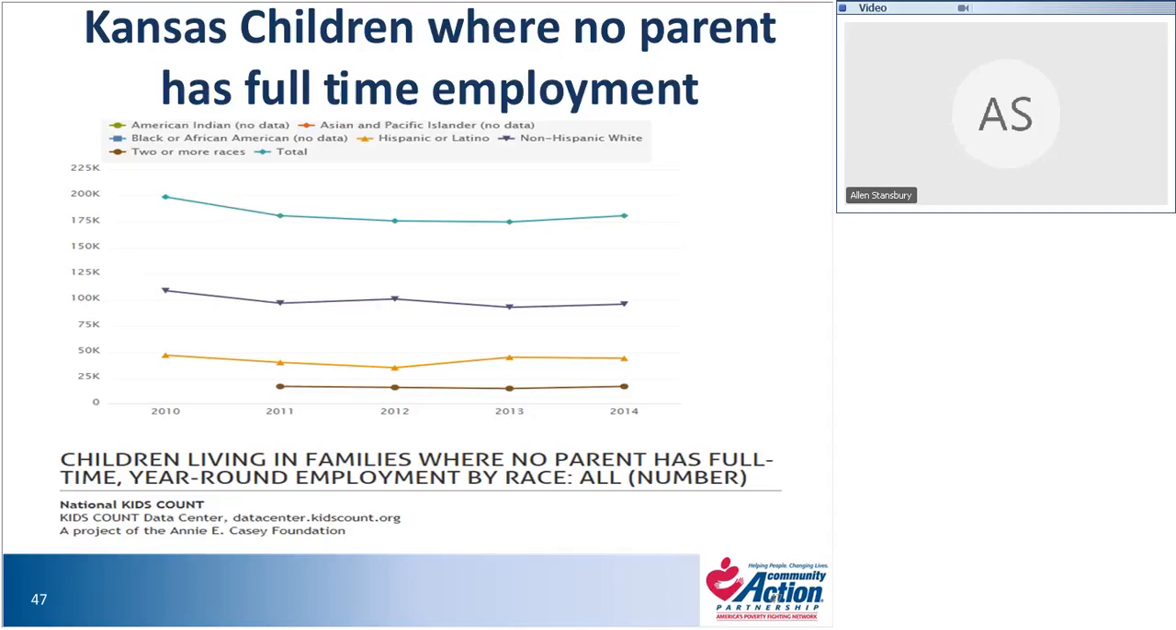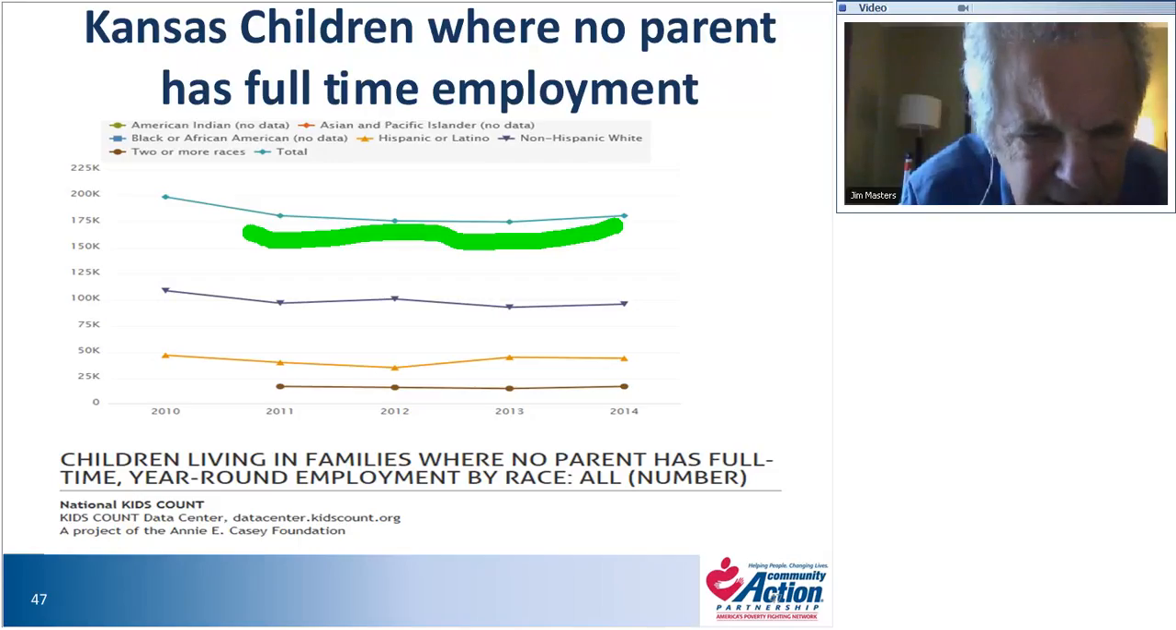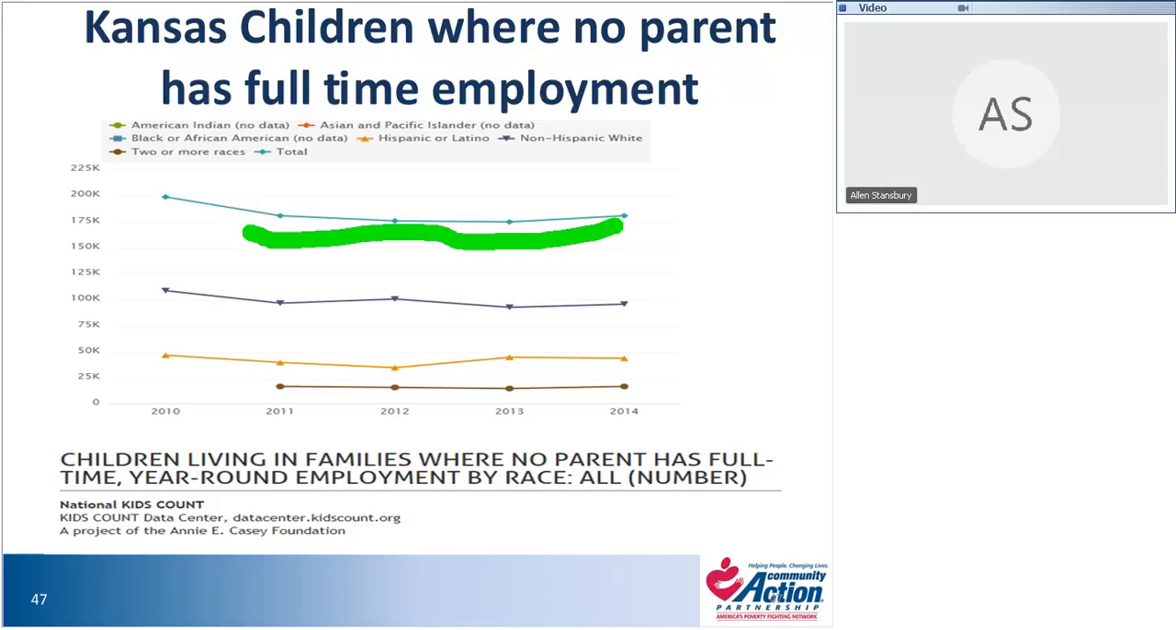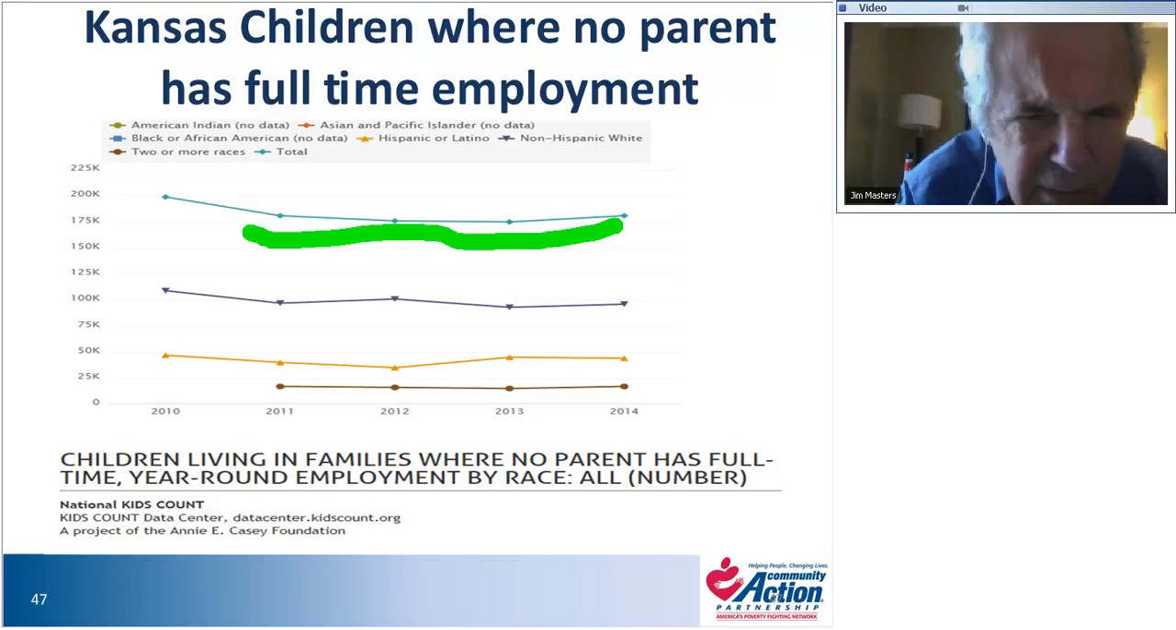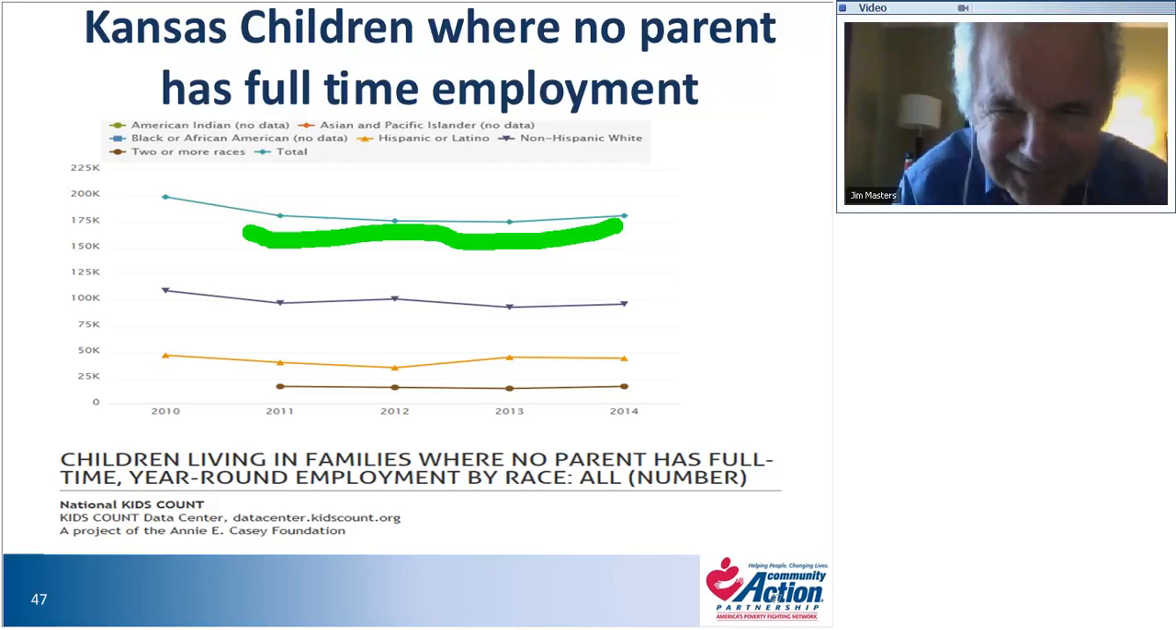Kansas City children where no parent has full-time employment. You can see that there's a huge high rate up here with, I think this is American Indian up here on top. No, they're at the bottom. I think you got it wrong. Possibly. There aren't that many Native American kids in Kansas. I think you're just reading the colors wrong. Are you colorblind, Alan? I think I might be colorblind.